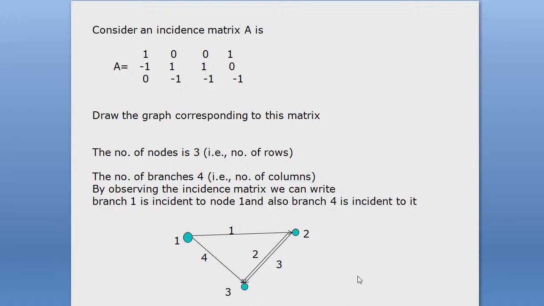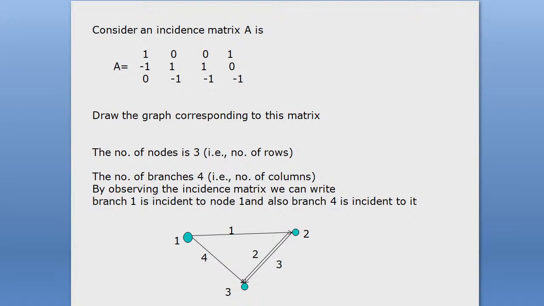Okay, everyone look at the present slide where I have solved the given problem. How do you draw the graph from an incident matrix? The first step is to calculate the number of nodes and branches by observing the incident matrix. Everyone knows that the number of nodes is the same as the number of rows of the incident matrix. On the other hand, the number of branches is the same as the number of columns of the incident matrix.